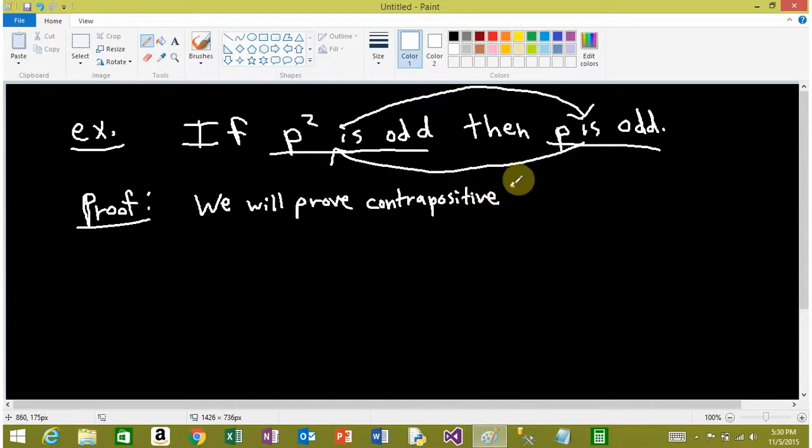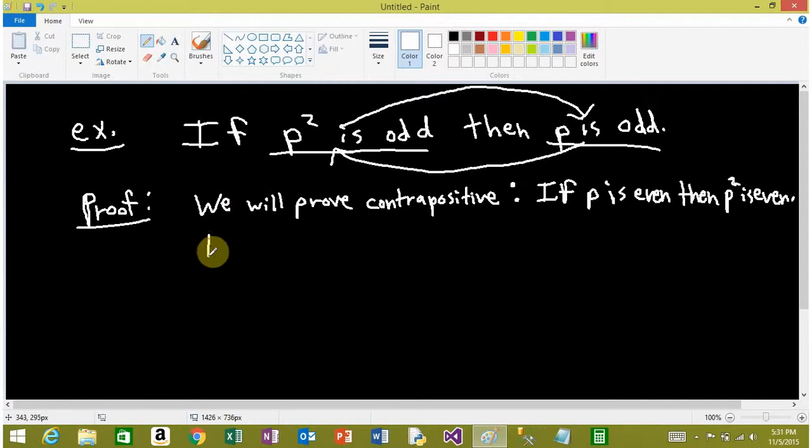And then we'll put it in contrapositive form and tell what the contrapositive is. So that's going to be: if p is the negation of odd, which is even. So we can say if p is even, then we can say that p squared is even, because that's the negation of p squared is odd. P squared is even. And there you go. That is the statement we want to prove.